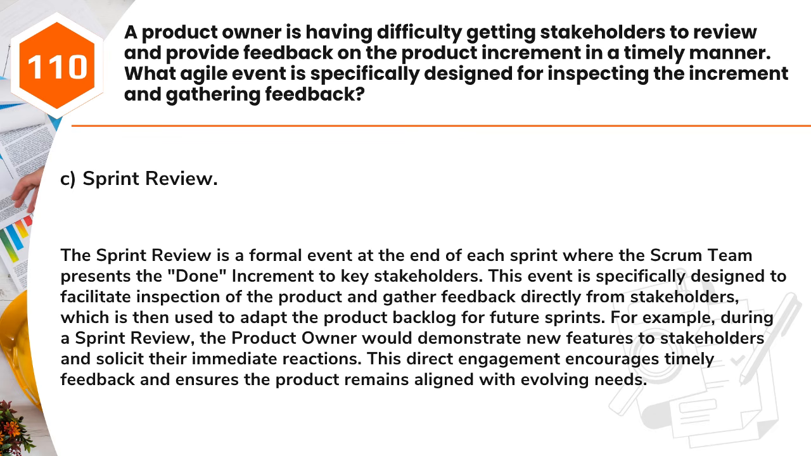Answer: C. Sprint review. The sprint review is a formal event at the end of each sprint where the Scrum team presents the done increment to key stakeholders. This event is specifically designed to facilitate inspection of the product and gather feedback directly from stakeholders, which is then used to adapt the product backlog for future sprints. For example, during a sprint review, the product owner would demonstrate new features to stakeholders and solicit their immediate reactions. This direct engagement encourages timely feedback and ensures the product remains aligned with evolving needs.